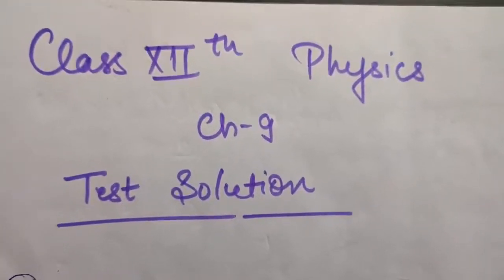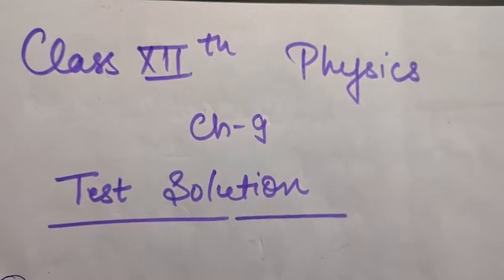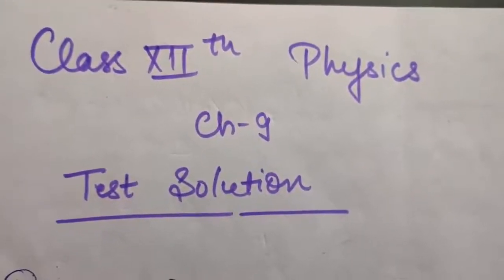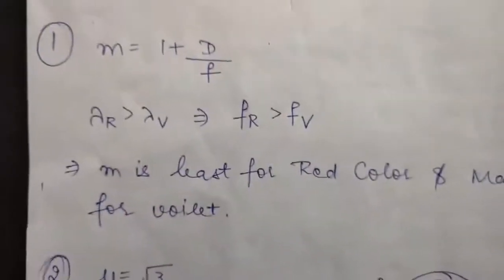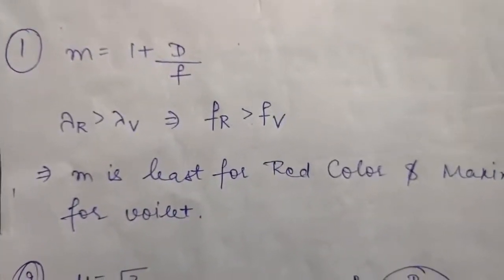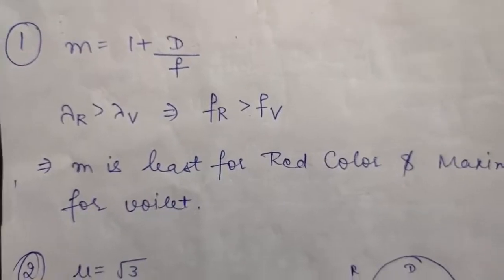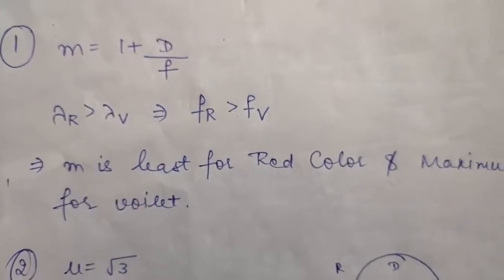So this is your subject physics in chapter number 9, and in this lecture I'll be discussing the test solution that you gave today. Okay, so the first question is, you have to tell for which color the magnification of a simple microscope is maximum and for which color it is minimum.